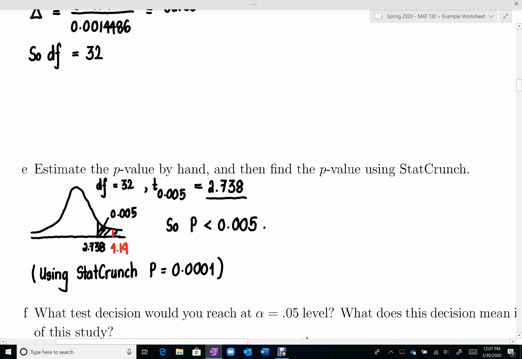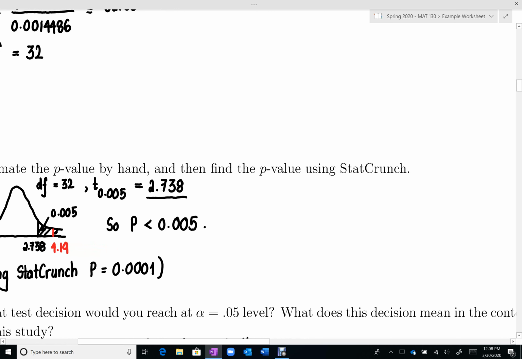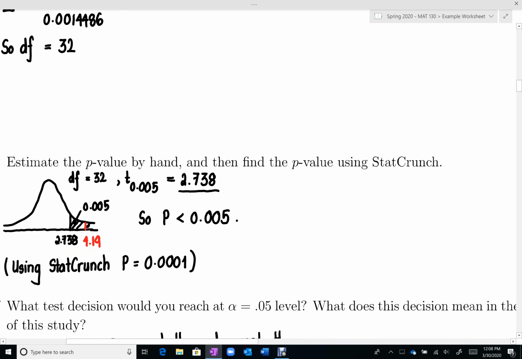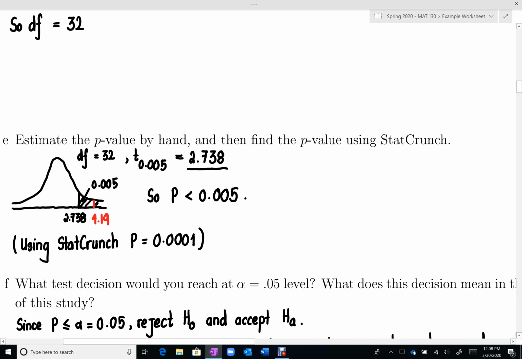So the next question is, if you found your p-value, which is 0.0001, what test decision would you reach at significance level 0.05? And again, what does this decision mean in the context of this study here? Remember, if we want to make our decision, we're going to have to compare the p-value with our significance level. In this case here, the p-value is smaller than our significance level, which means we're going to reject H0 and we're going to accept HA. So we're going to reject the null hypothesis and accept the alternative hypothesis.